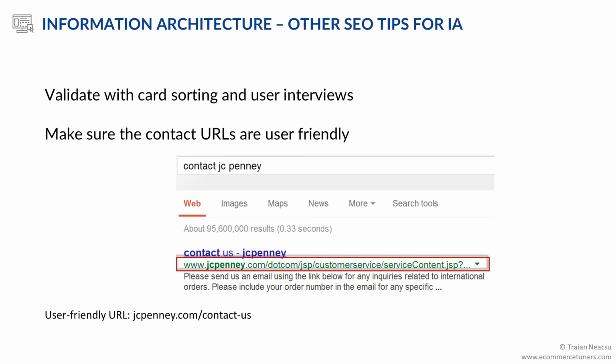Perform simple navigational queries like contact and your brand name, and make sure the contact URLs and all other important URLs are user-friendly. If you're looking at this image, this is a not-so-friendly contact us URL. Remember, labeling applies to URLs too, not only to links. In this example, the URL is not optimized for users, nor for search engines. This may be limited by your content management system, in which case it may be the time to ditch the old CMS for a new one. A friendly URL will read like this.